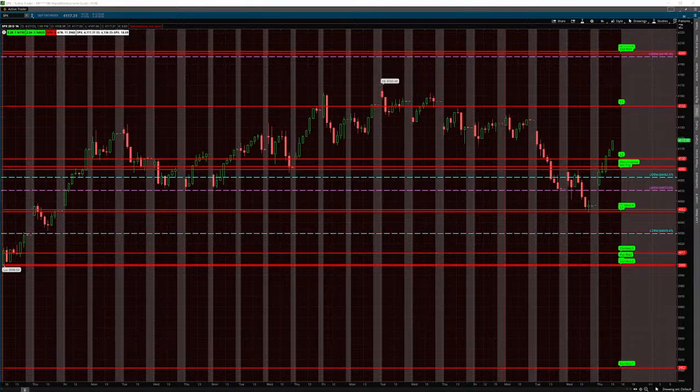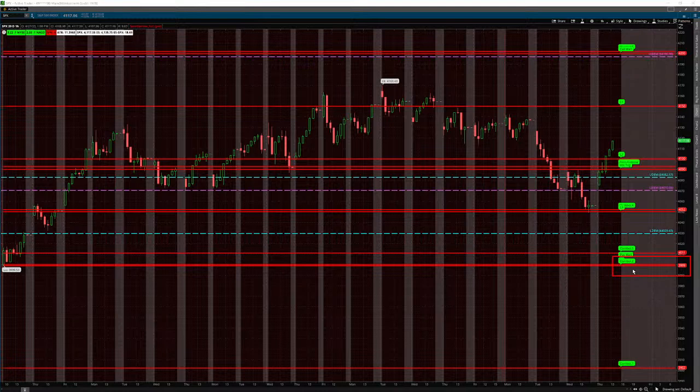So those are the expected moves for the week and the day based on the options market. And now let's take a look at some key gamma levels. First of all, here is the put wall, and these are the primary daily levels that I track. These are provided by Spotgamma for a variety of trading platforms. Here they're shown for Thinkorswim.